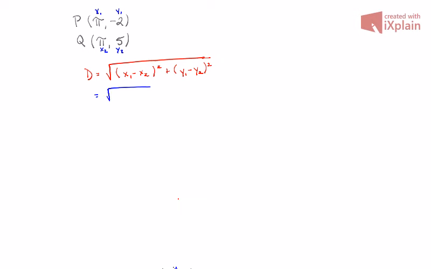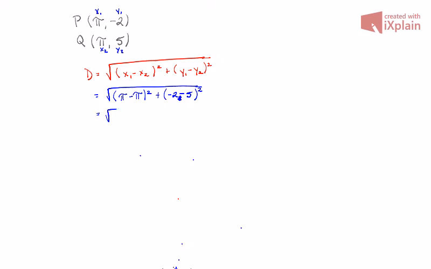So if we go ahead and plug this in, we know that x1 will be pi minus x2, which is also pi, squared, plus y1, which is -2, whoops, minus y2, which is 5. I don't know why I put a comma there. I guess I was in coordinate point mode and not subtraction mode.